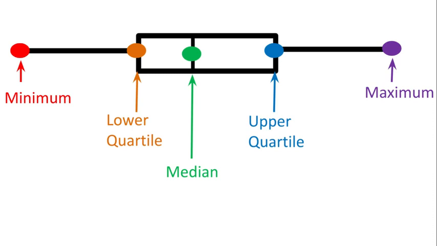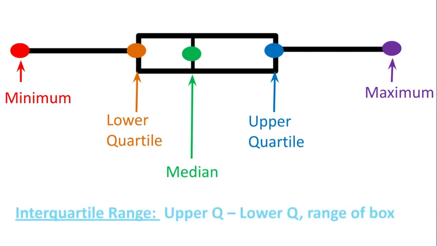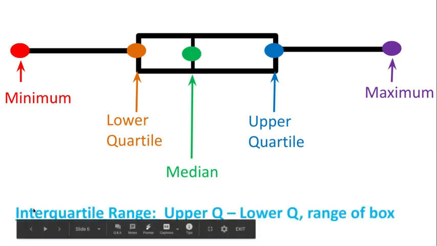And the important thing you have to remember, which I want you to write down, is that the interquartile range is the upper quartile minus the lower quartile. It's how big the box is or how wide the box is.